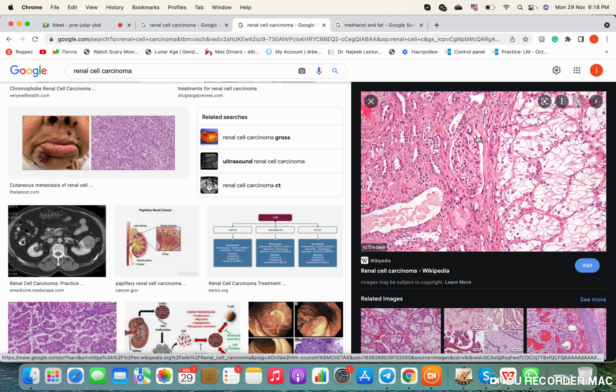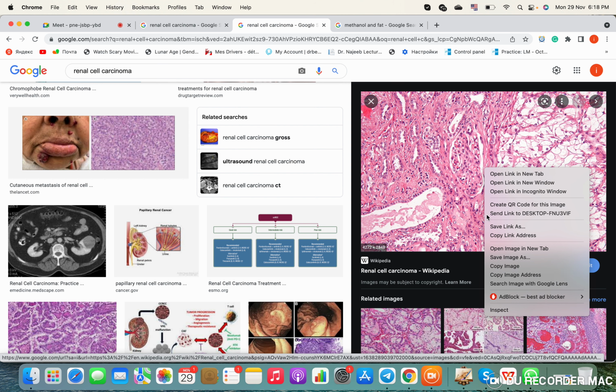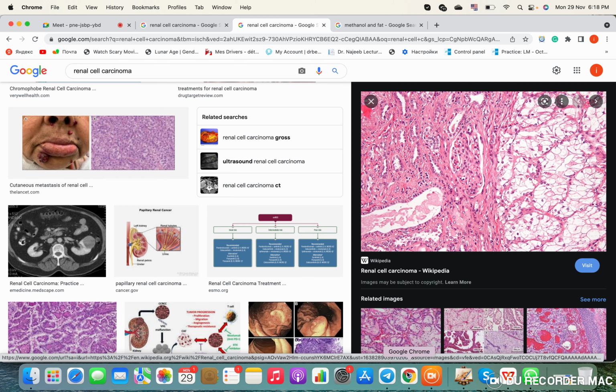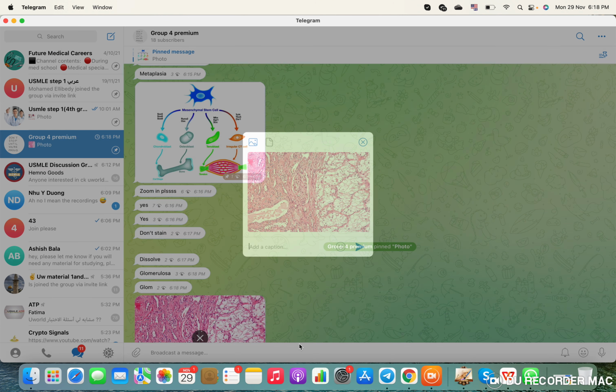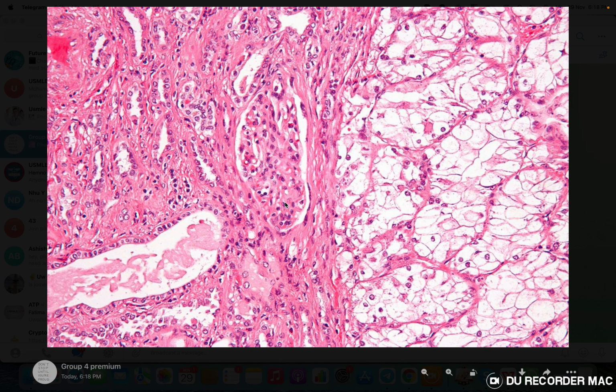Guys, what is this structure here? Exactly, it's the glomerulus. Good. So this is the glomerulus, and this is this area. See, a lot of empty cells. So what is it? A lot of empty cells, clear cells. This is the lipid that was dissolved. So which type of cancer is it?